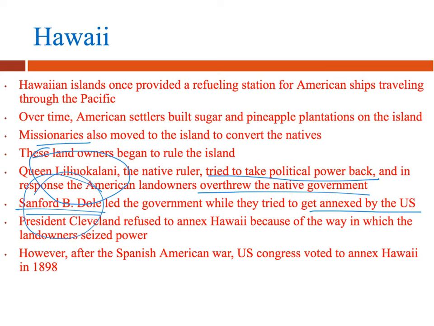Well, President Cleveland at the beginning refused to annex Hawaii because the way in which power was seized, he felt like that did not look good, that Americans moved there, took over the island, and now they're going to be annexed by the United States. That just didn't look good to the world. And so at first he kind of resisted. But after the Spanish-American War, and now that we're taking on all these other colonies, the United States Congress votes that, hey, we're going to annex Hawaii as well and bring them in as part of the fold, as part of the U.S. territories in 1898.